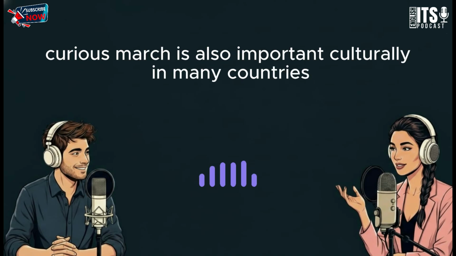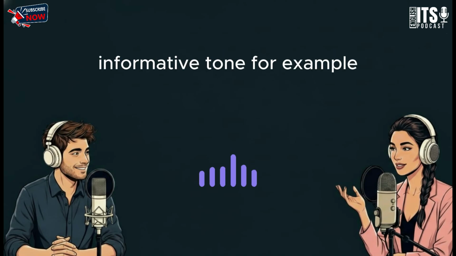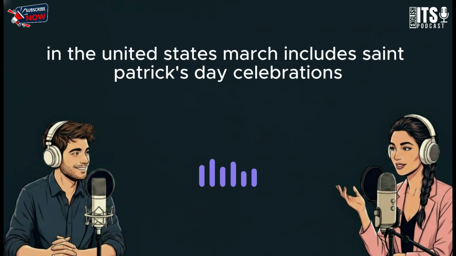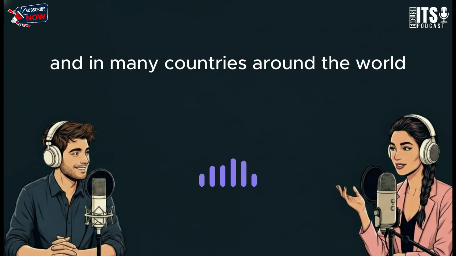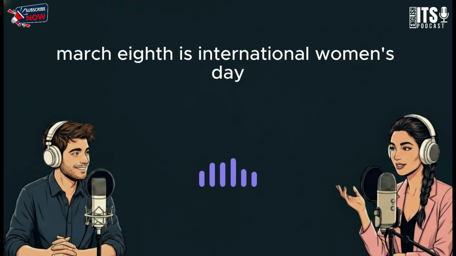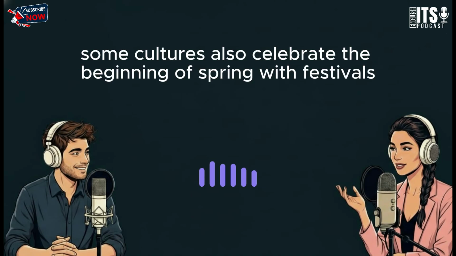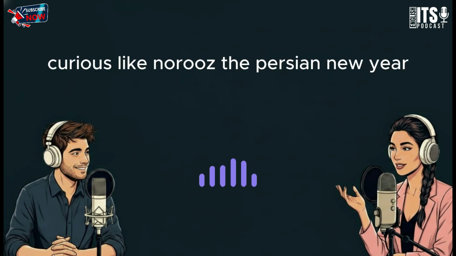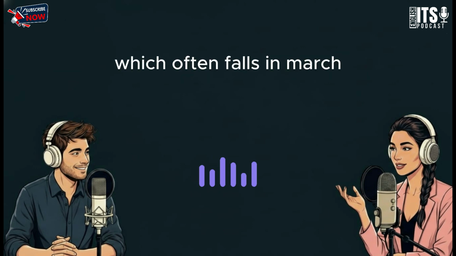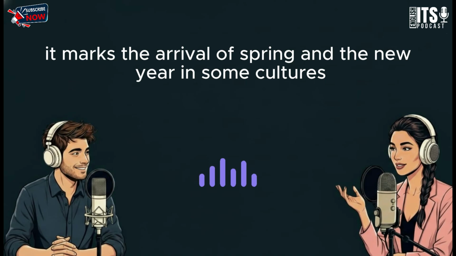March is also important culturally in many countries. For example, in the United States, March includes St. Patrick's Day celebrations. And in many countries around the world, March 8th is International Women's Day. Some cultures also celebrate the beginning of spring with festivals, like Nowruz, the Persian New Year, which often falls in March. It marks the arrival of spring and the new year in some cultures.